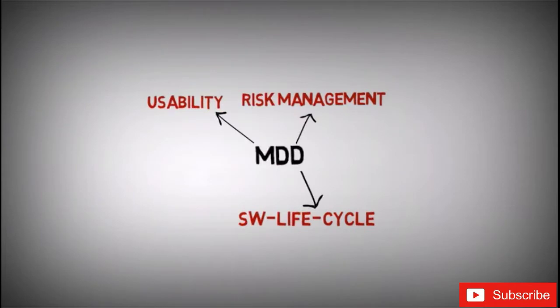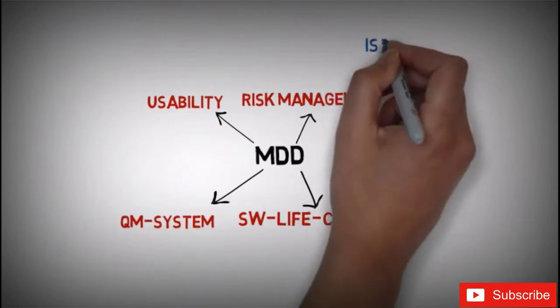There is another aspect of the medical device directive with which any medical device must comply, and that is very important: the quality management system. Now if we see all these four aspects, if it complies, then you can say that you are complying with the medical device directives. So there are standards associated with each of these: risk management, software lifecycle, usability and QMS.